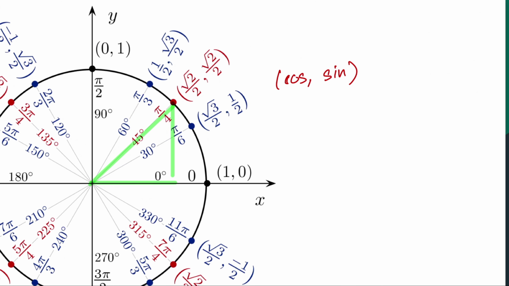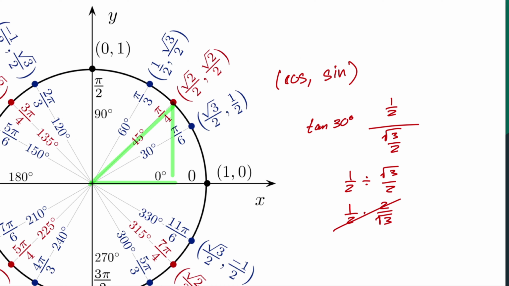So to find your tangent value here, you simply have to do sine over cosine. So if I said, what's tan of 30 degrees? Y over x. So 1/2 divided by the square root of 3 over 2. If I write that sideways, 1/2 divided by the square root of 3 over 2. Keep, change, flip. 1/2 times 2 over the square root of 3. The 2's cancel. I get 1 over the square root of 3.